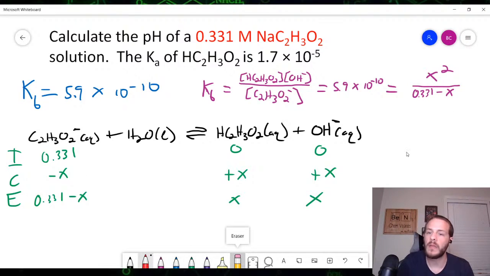We can use the X is small approximation here and assume that this value of X is very, very small compared to the number from which we are subtracting it, which is 0.331. Again, we've done this several times before in this live stream playlist. So I'm going to assume that it's really small and pretend it's not there. What are we left with?